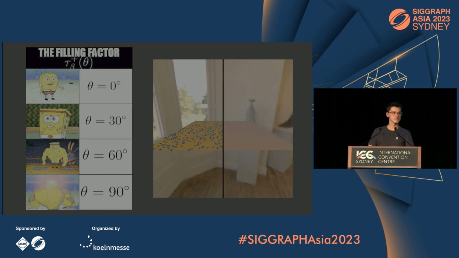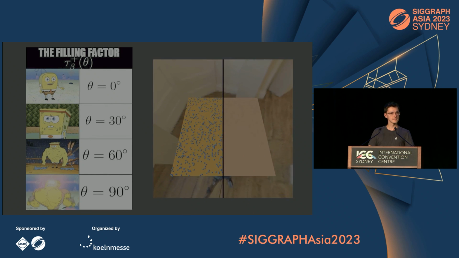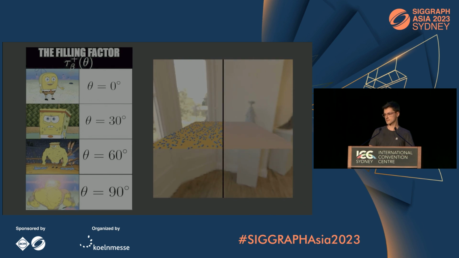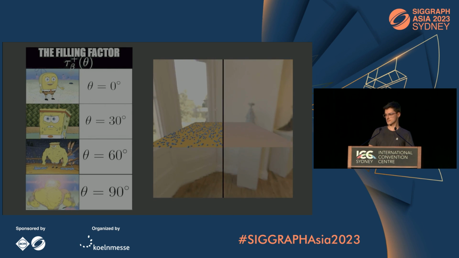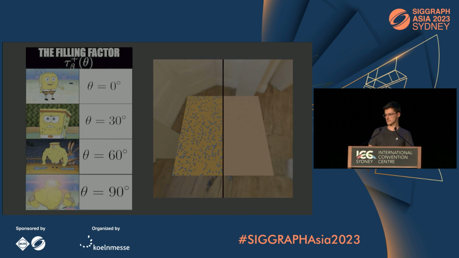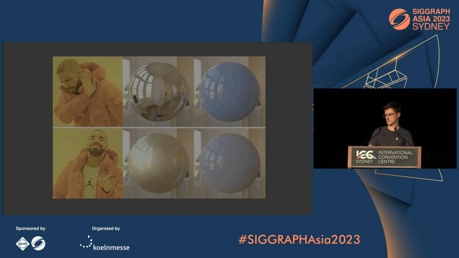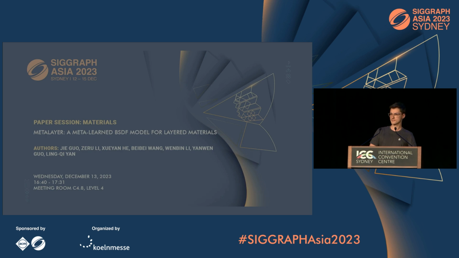We use distance field statistics to derive the corresponding normal distribution function and geometric attenuation factor, as well as the light and view dependent filling factor to blend between the porous and base layers. We can obtain with our model a variety of visual effects, such as hazy reflection, grazing angle color changes, dotted surfaces, and some more. Thanks.